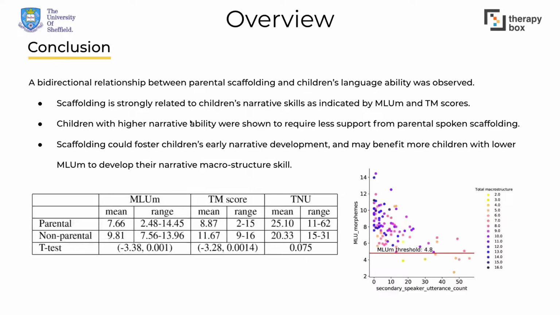The results showed that there is a bidirectional relationship between the parental scaffolding and children's language ability. Scaffolding is strongly related to the children's narrative skills as indicated by MLU and TTR scores. On the one hand, children with higher narrative ability were shown to require less support from parental spoken scaffolding. On the other hand, scaffolding could foster children's early narrative development.